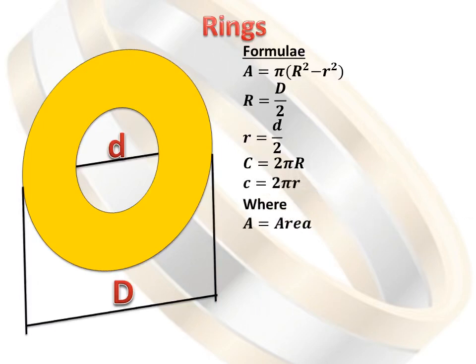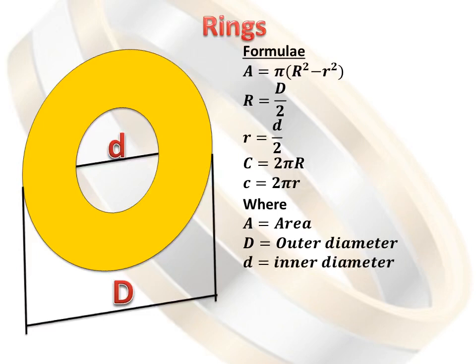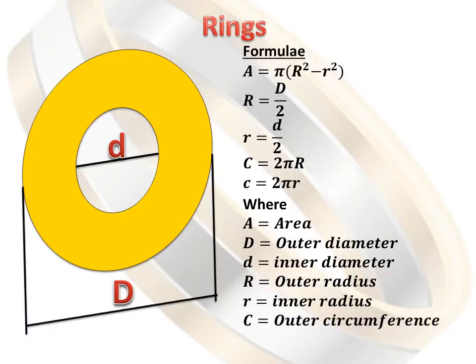where A is equal to area, that is A in the above formula means area. D is equal to the outer diameter, that's our capital letter D. Small letter d is equal to the inner diameter. R is equal to the outer radius, that's capital letter R, and small letter r is equal to inner radius. C is equal to the outer circumference, of course that's the capital letter C, the one of the bigger circle, and small letter c is equal to inner circumference, that is the circumference of the inner circle, the smaller circle there.